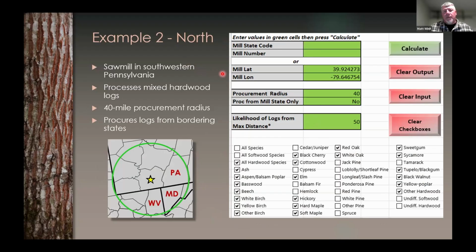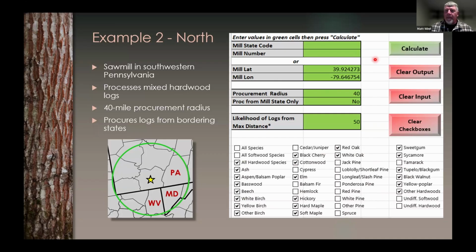So let's look at another example for the North, since they're a little bit different. Again, this is a made-up mill. So let's say there's a mill in southwestern Pennsylvania that processes mixed hardwoods with a 40-mile procurement radius, and they go outside of their state for procurement. So the top part will look very similar. Since they didn't tell us individual species, I use the all hardwood species checkbox. And when you click on that, it automatically selects all of the hardwood species.